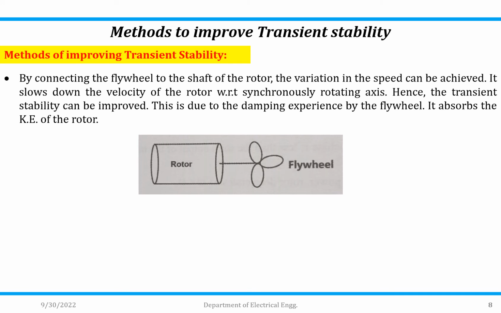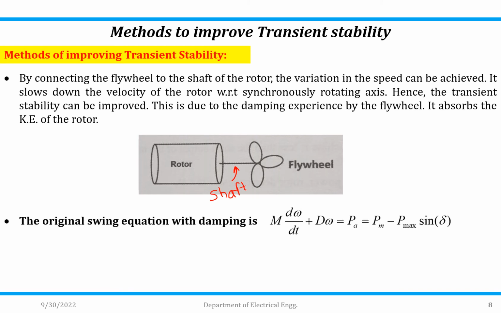So this is a diagram. This is your shaft, and this is the flywheel which is connected to the rotor. Now the original swing equation considering the damping factor is M d omega upon dt plus D omega equal to Pa. Now this D is the damping factor. Whatever swing equation we derived earlier, there were a few assumptions, and one assumption was damping is neglected. So whatever equation we got, M d square delta upon dt square equal to Pa, this is without considering the damping.